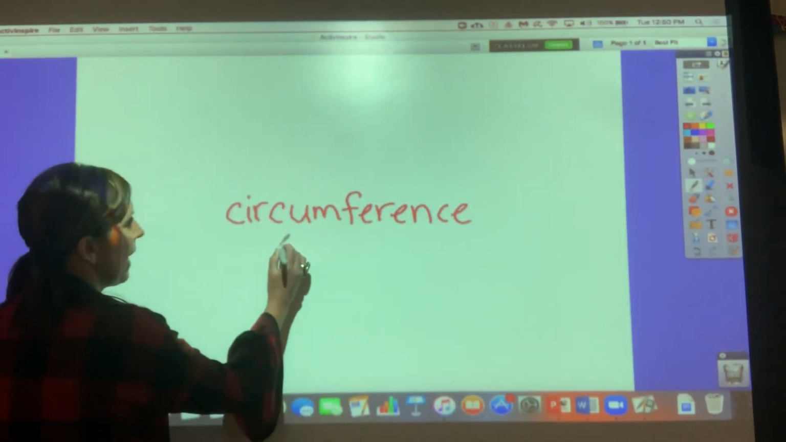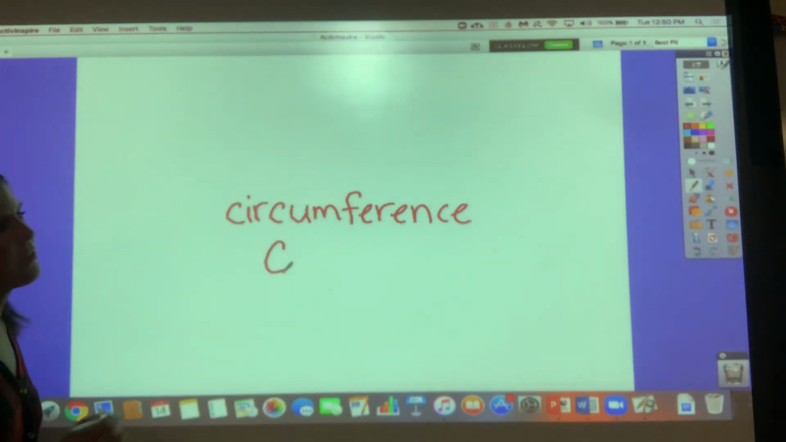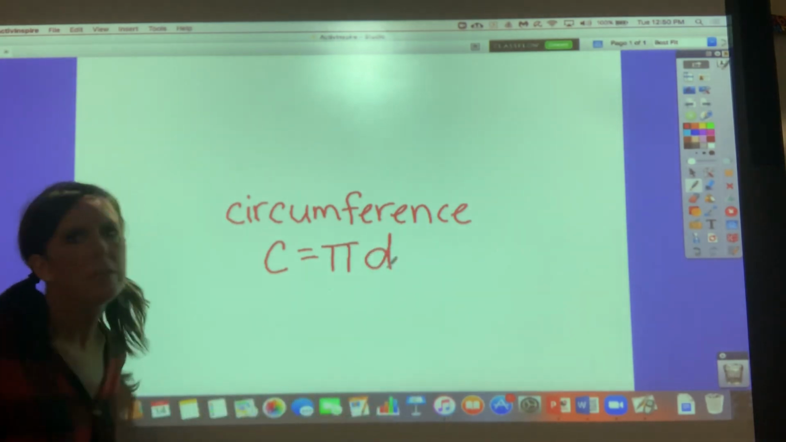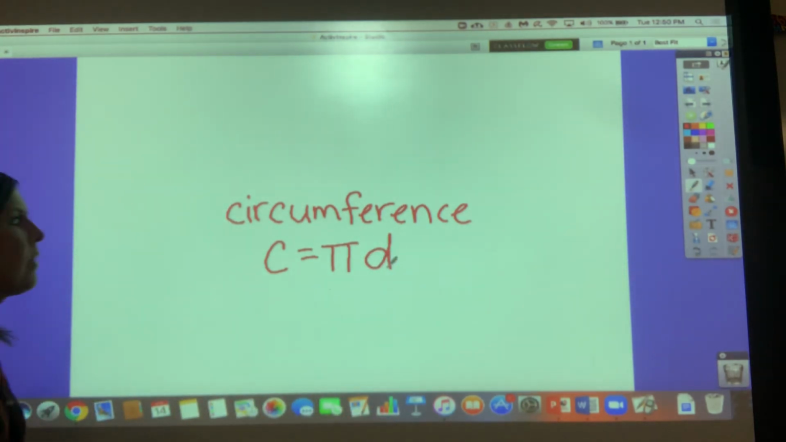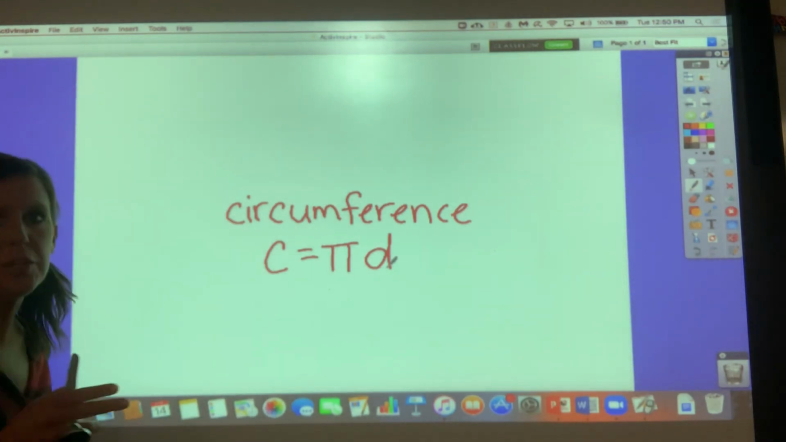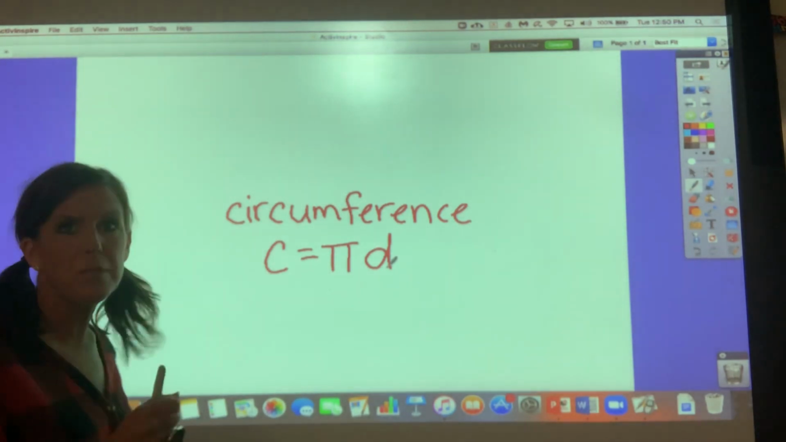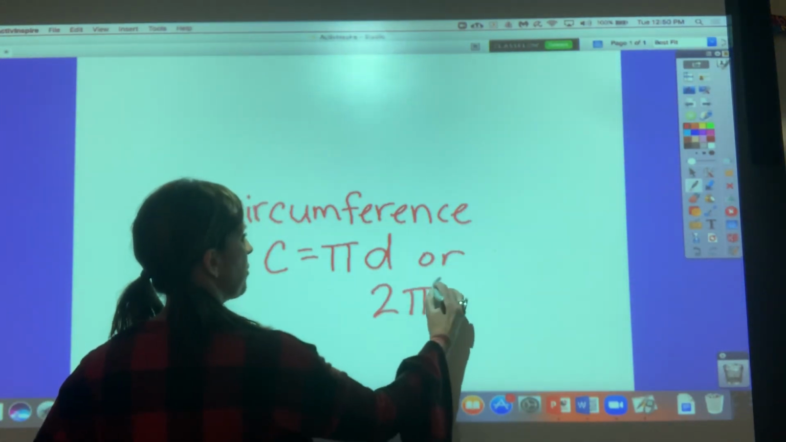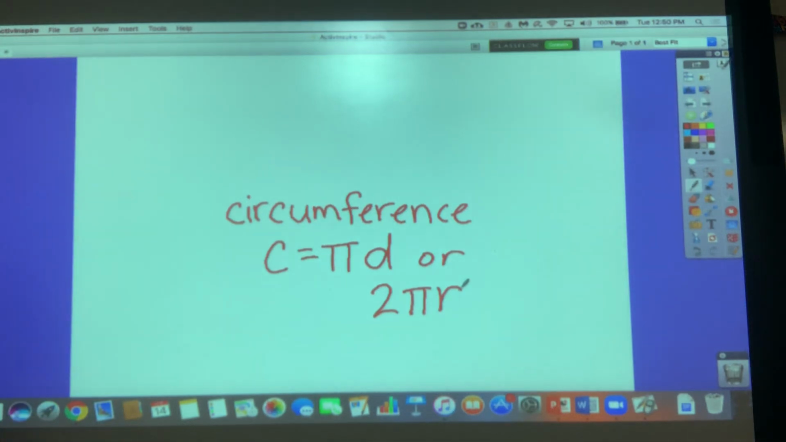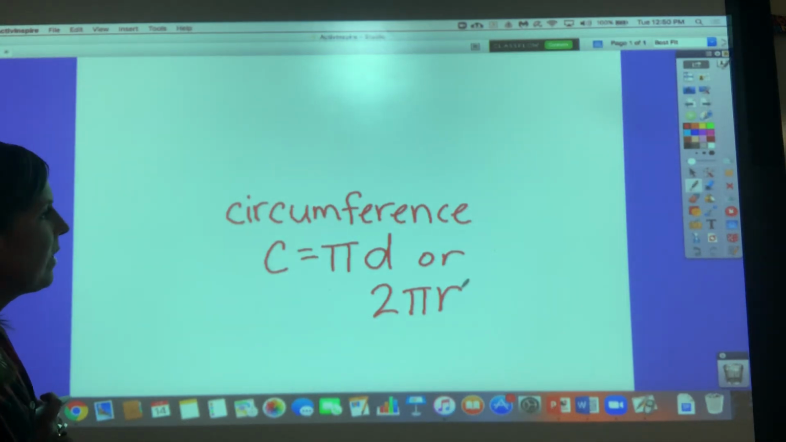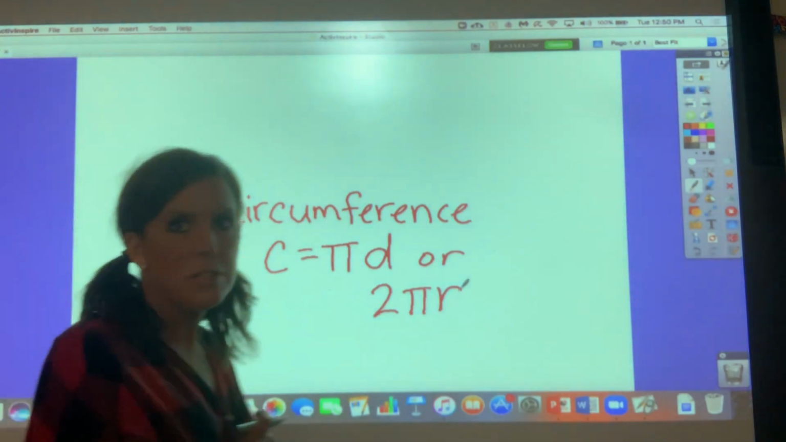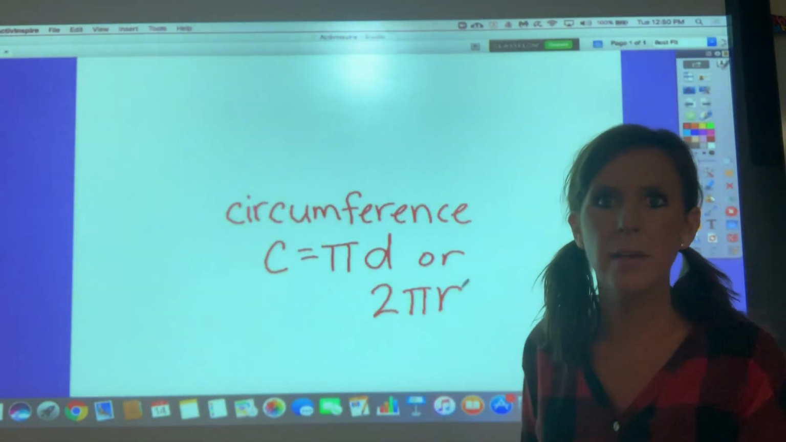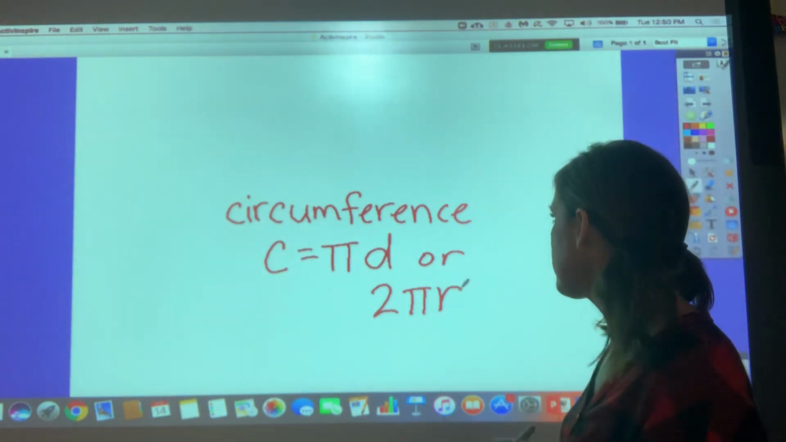Circumference is a capital C, and circumference equals pi times diameter. So pi times diameter, pi d. And remember the diameter is actually made up of 2 radii. So you might also be using 2 pi r, because sometimes you're going to have to take the radius and multiply it by 2 and then by pi. So either pi times diameter, or 2 times pi times radius. That's really just 2 times the radius and then times pi. So that's going to be our circumference formula.